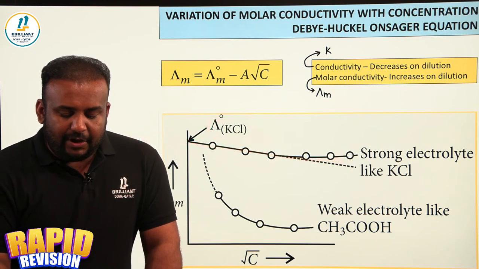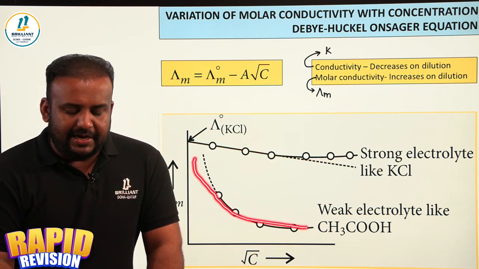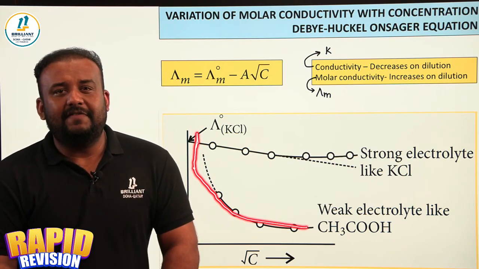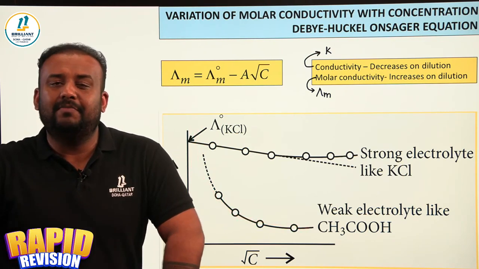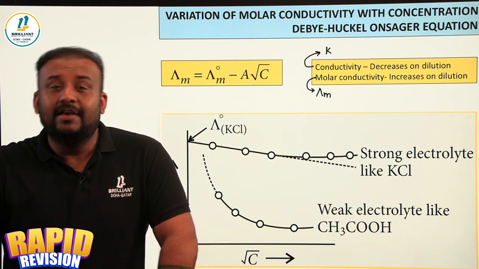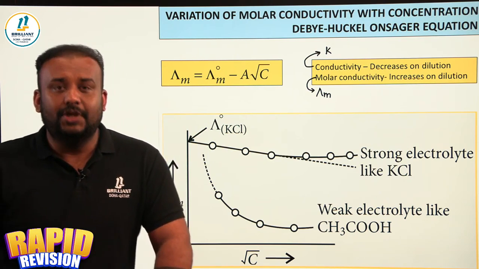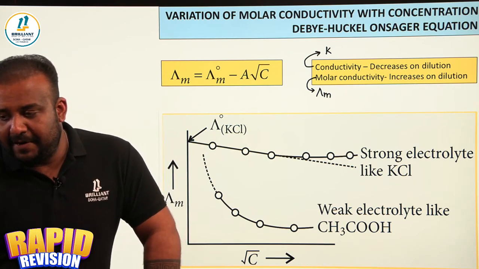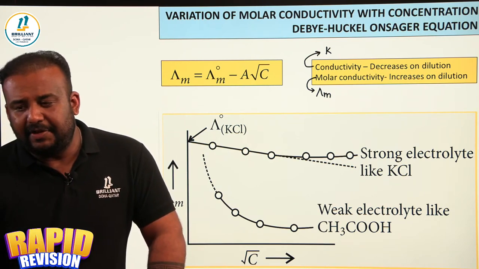Whereas for a weak electrolyte, it's not possible to extrapolate and get its value because the curve won't touch here. So how will you find the limiting molar conductivity of a weak electrolyte? That's where we use Kohlrausch's law, right? Is that clear to everyone?